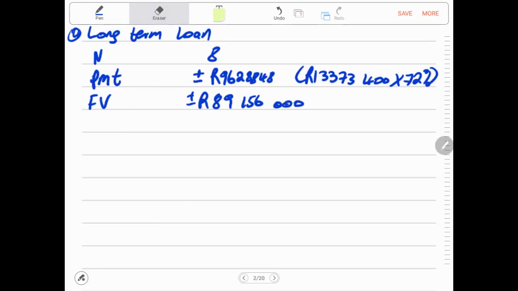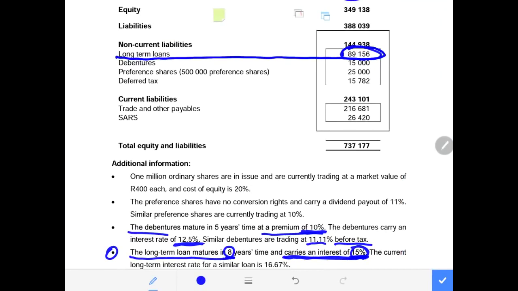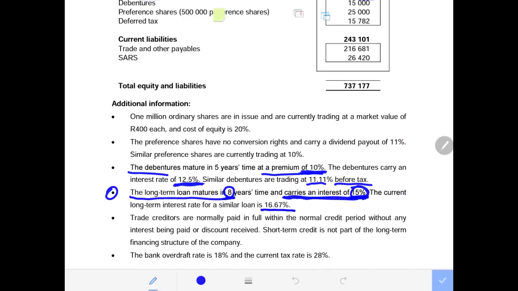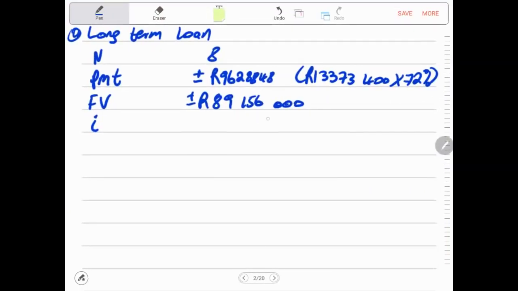Then we need to know the interest according to the market. Why? Because we are looking for the present value of this financial instrument, a loan, if the interest was the current trading market interest, after tax, don't forget that. The current trading market rate is 16.67%. Remember, this is before tax, so we must take tax implication into consideration.